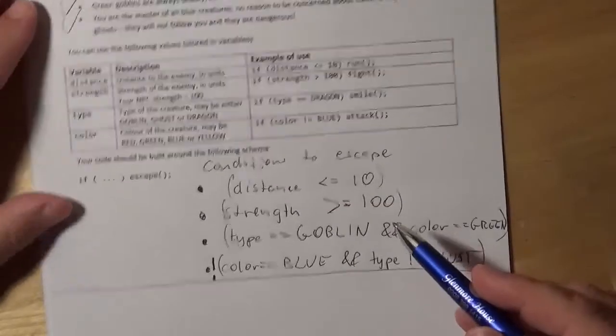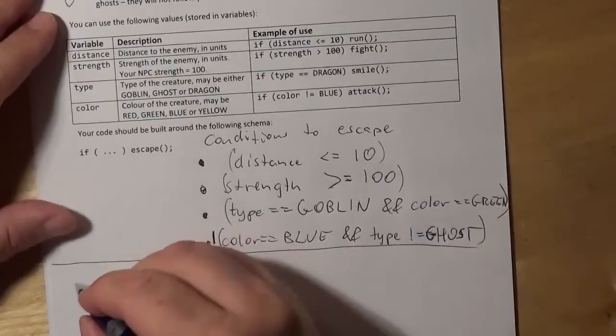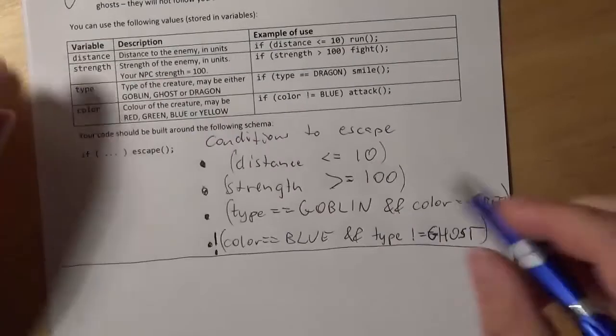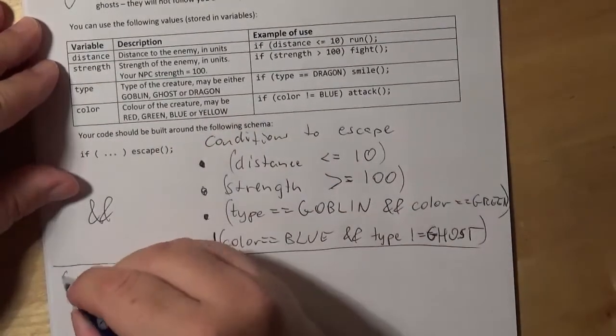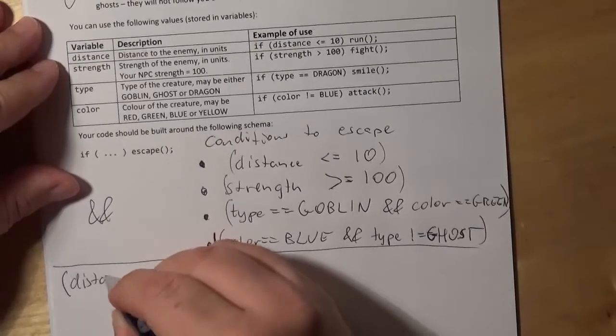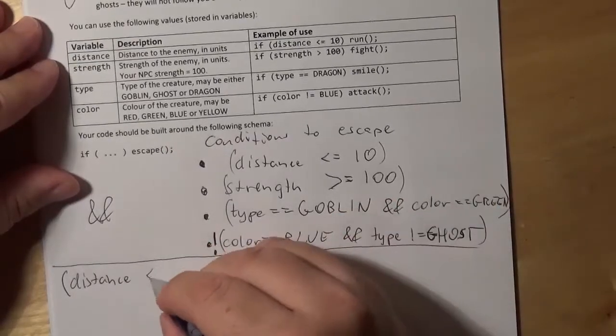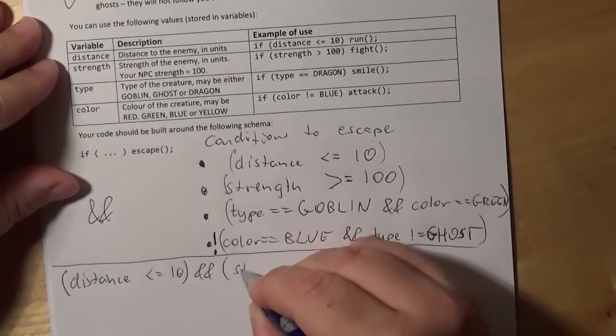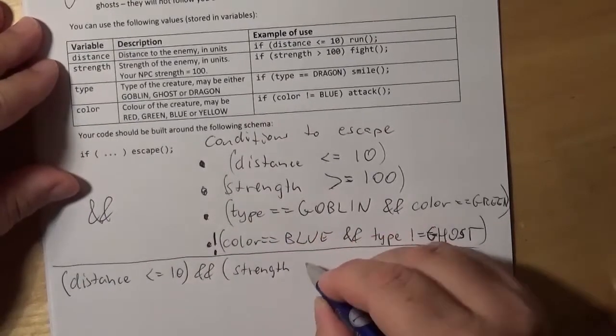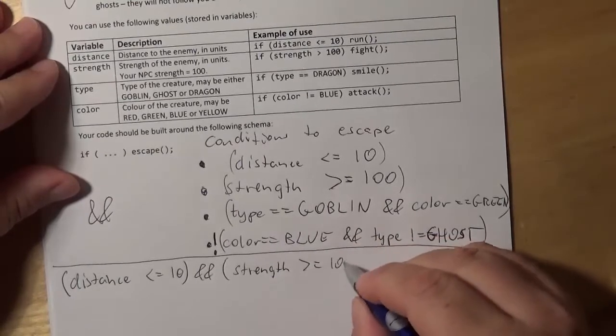So I will take these first 2 conditions and I will connect them with the logical AND operator. So, distance less than 10 and strength greater or equal 100.